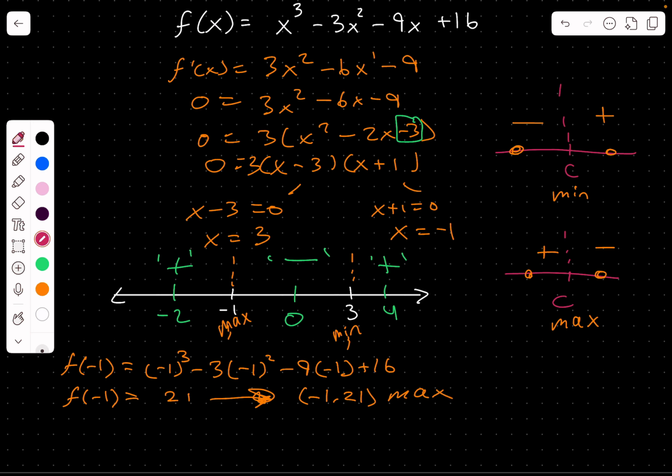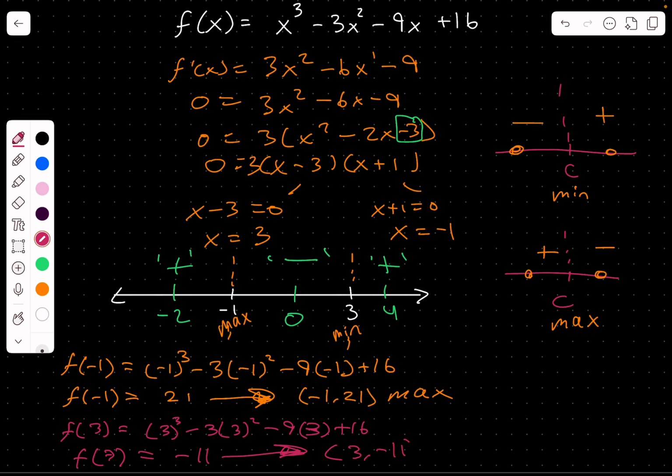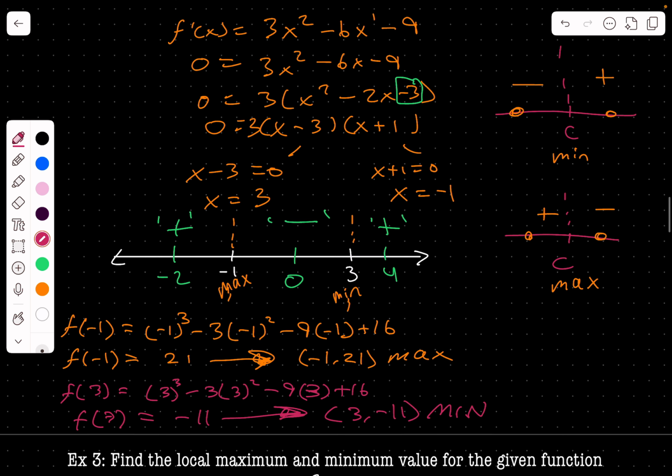For our other critical point, which is 3, we get 3 to the third power minus 3 times 3 squared minus 9 times 3 plus 16. This is going to spit out negative 11. Therefore, our coordinate is 3 comma negative 11, which is our min. And that is all for this problem.